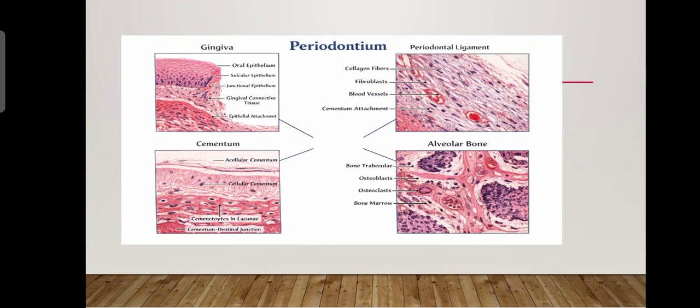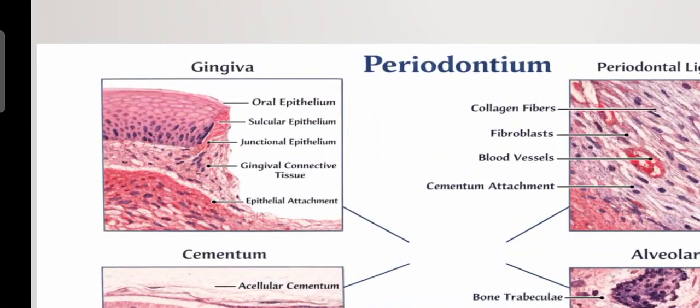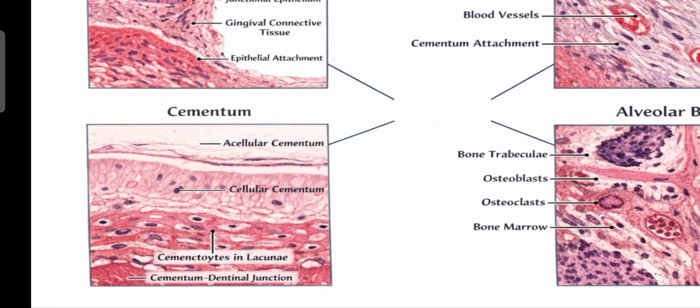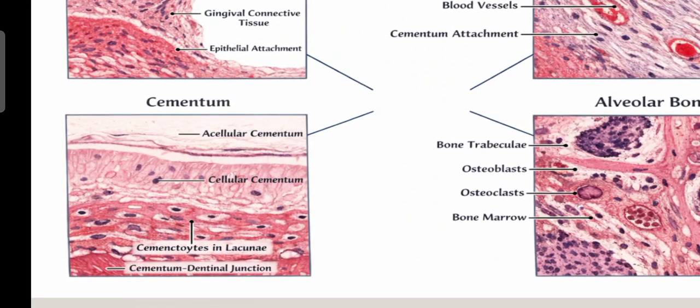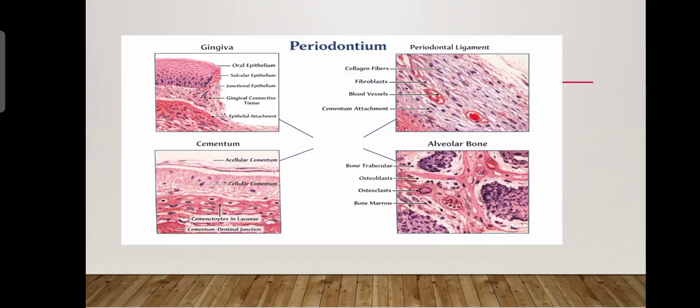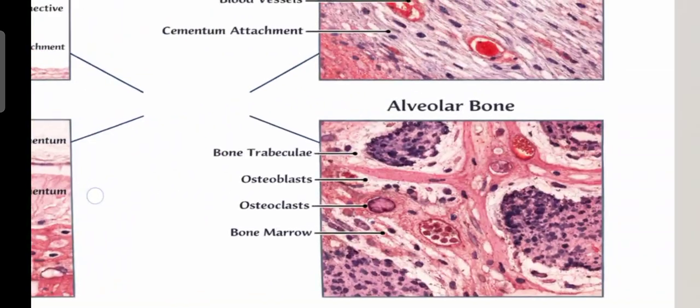Now, next is the brief histopathology of the periodontium. Summary: gingiva, oral epithelium, sulcular epithelium, histopathology, junctional epithelium, histopathology, gingival connective tissue, epithelium. This is how the gingiva looks under the microscope. This is how the cementum looks in the microscope. Acellular cementum, cellular cementum has cells. Then these are cementocytes which are in lacunae. You can see white lacunae in which purple are cementocytes. And then the cementodentinal junction, from where dentine starts.